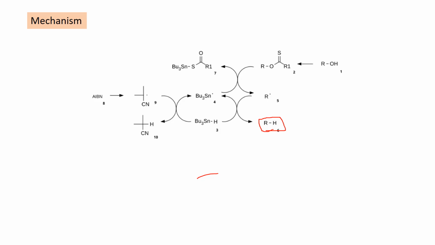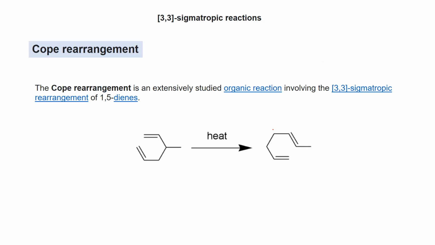So what is the difference from Barton decarboxylation? There, the carboxyl group is displaced by hydrogen or any functionality, but in the case of Barton-McCombie deoxygenation, the OH group is displaced by hydrogen or any functionality.